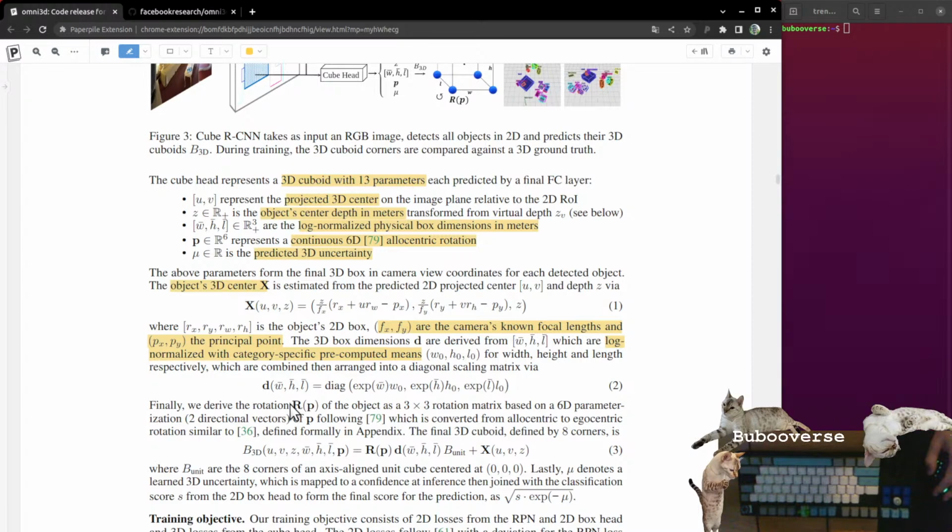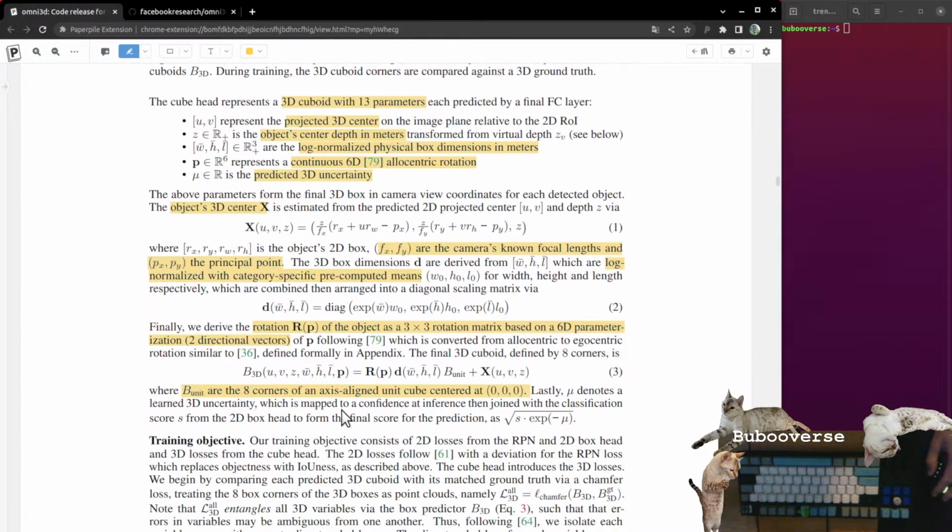Okay, then you have a rotation of the object as a rotation matrix. Yeah, a rotation matrix is 3 by 3, but they're basically converting that into a 6D parameterization of it. And then this is the final 3D cuboid. Okay, then they have kind of 3D uncertainty in each dimension.